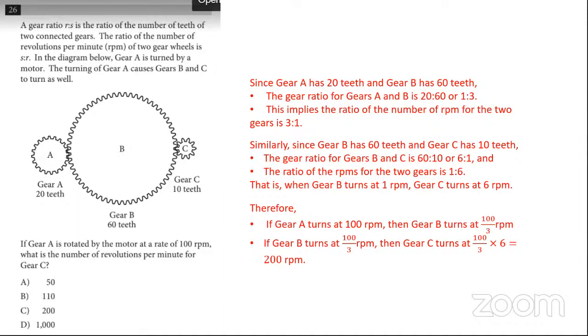Using the rate of gear A, we can find the rate of gear B, and using the rate of gear B, we can find the rate of gear C. It's like connected. So the answer will be 200 RPM, and this corresponds to option C. Cool. Let's move on to the next question, guys.